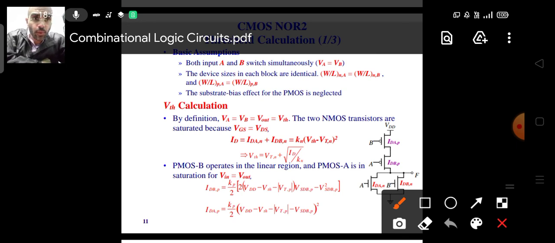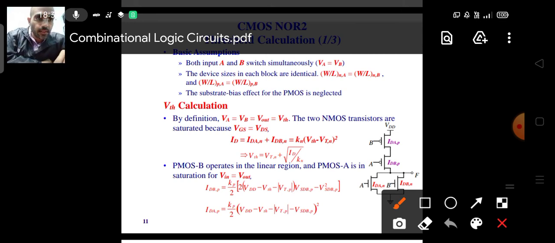Whereas if we talk about the pull-up network, how can we find in which region they are operating? Particularly, in which region is the PMOS to which the A input is connected, and the other PMOS to which the B input is connected, operating? So how to find it? Let's try to understand that. It is a little tricky.